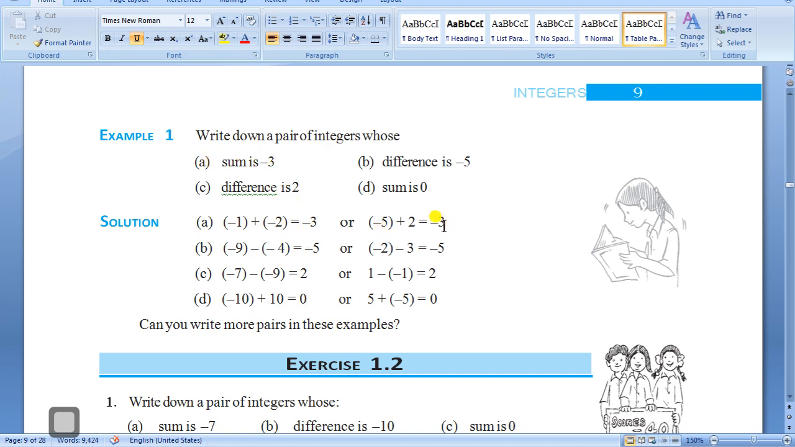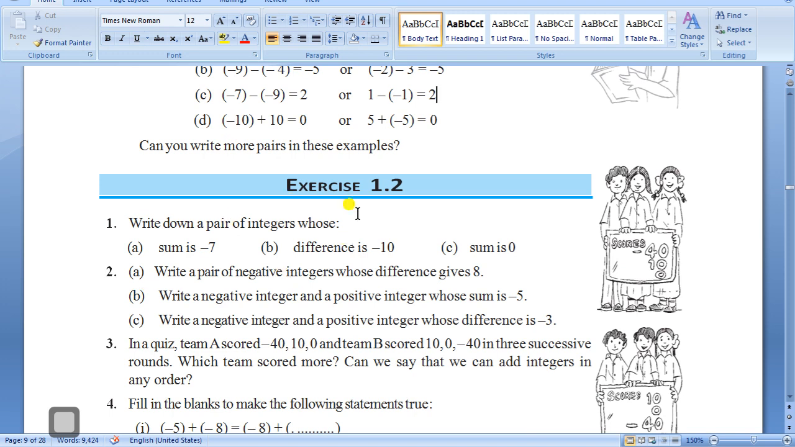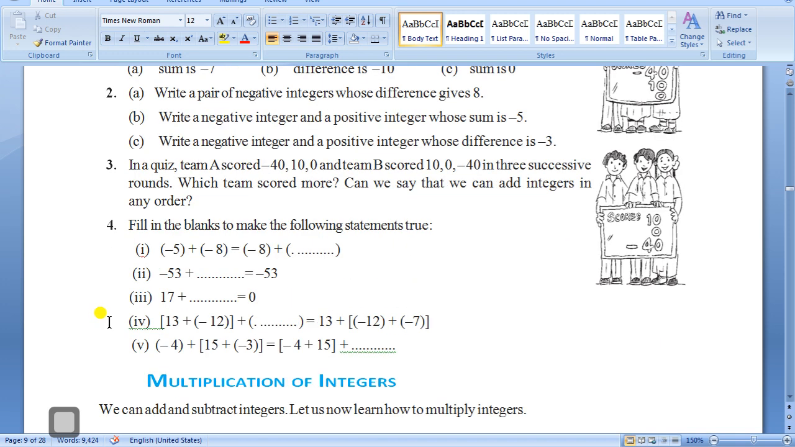Right? We have found pairs whose sum is minus 3. Here you see this is minus 3, this is also minus 3. The difference is minus 5, that is, minus 9 minus minus 4 is minus 5, and here it is minus 5. The difference is 2: minus 7 minus minus 9 is 2, or 1 minus minus 1 is 2. Minus 10 plus 10 is 0, and 5 plus minus 5 is equal to 0, right? We can write more examples of integers like this.